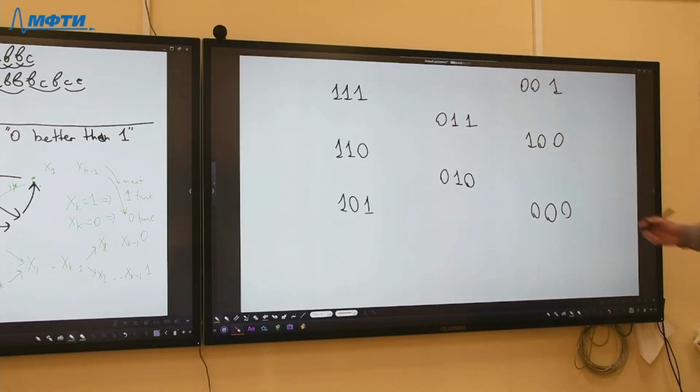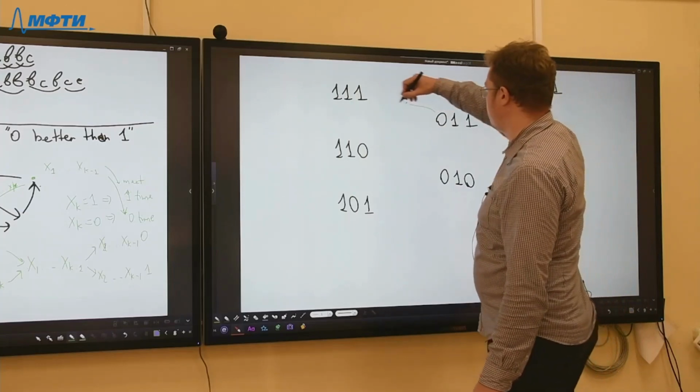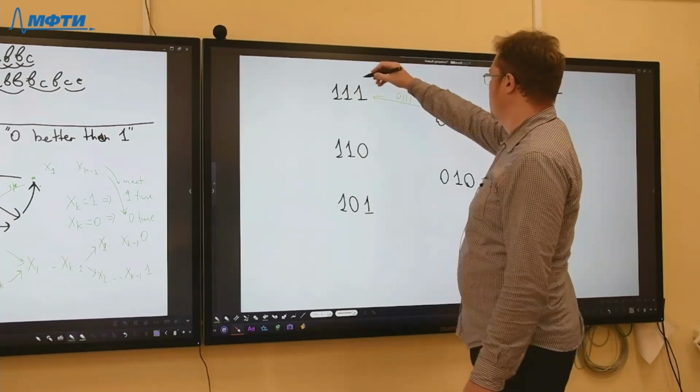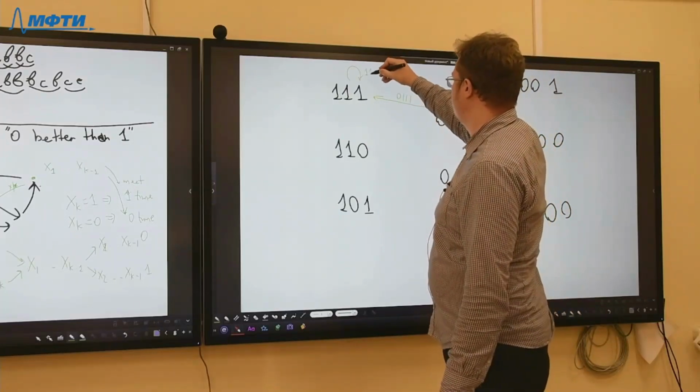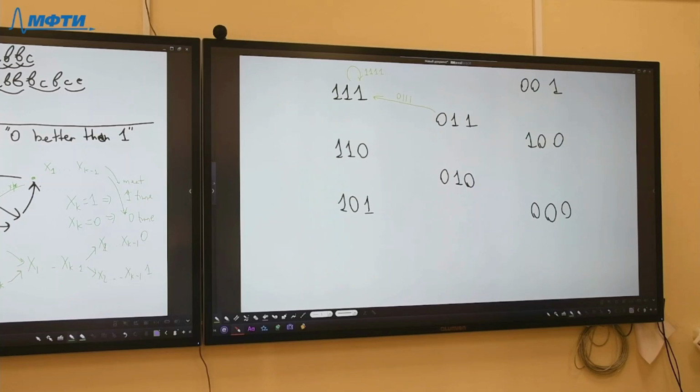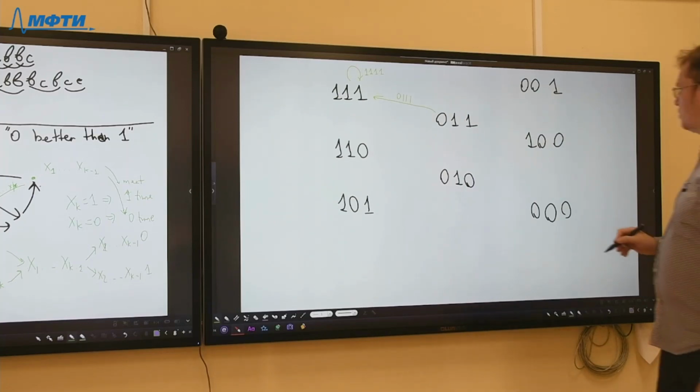So for example, here I add 1, here I add 1, here 0.